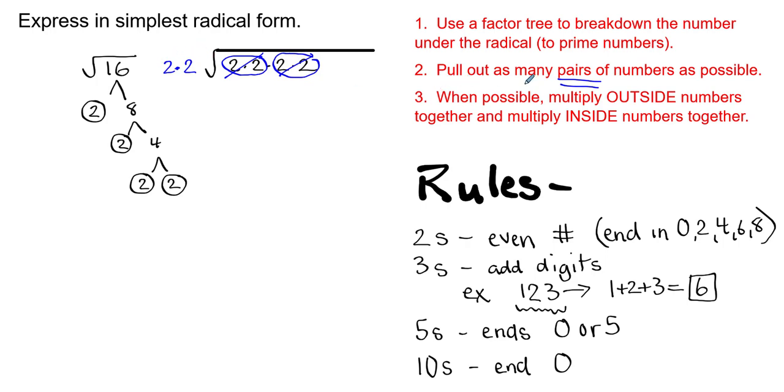Step number 3, when possible, multiply outside numbers together and multiply inside numbers together. There's nothing left on the inside, but on the outside I have 2 times 2, which is 4. Most of you probably knew that the square root of 16 was 4 already, but this is how you use a factor tree and then pull out pairs.